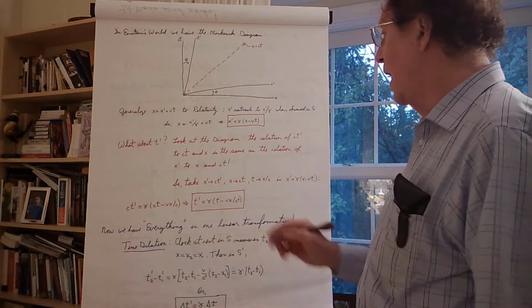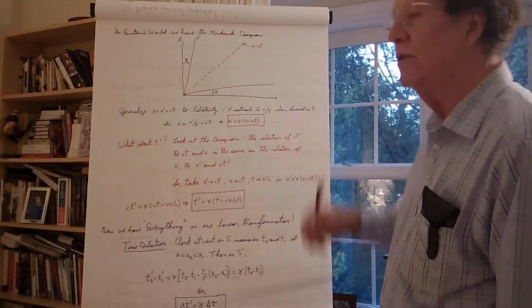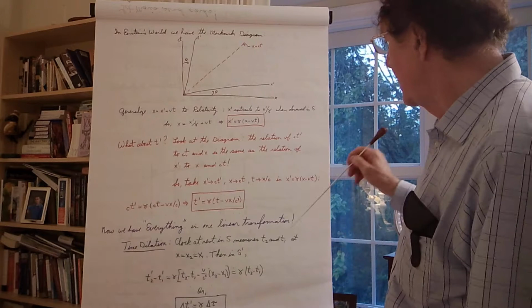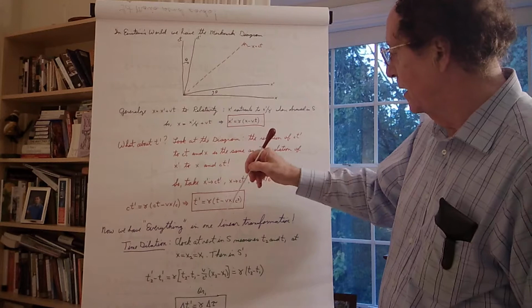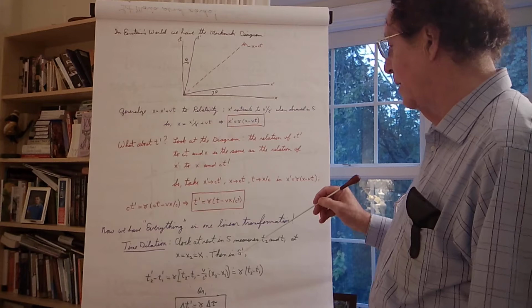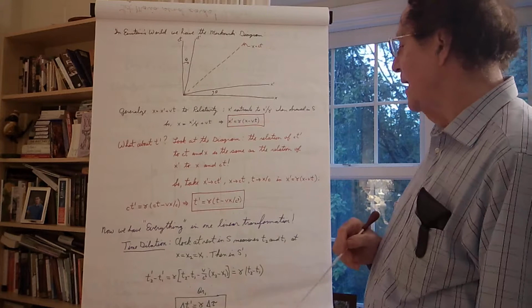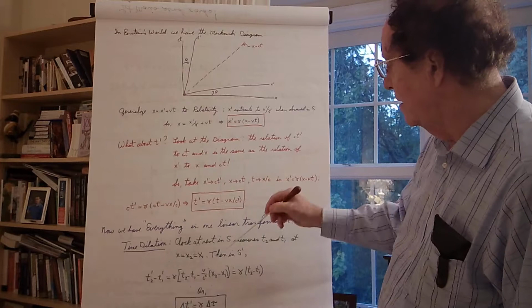So to do time dilation, I just consider a clock at rest in the frame S, and I measure two ticks on it, T2 and T1. Now those ticks occur on a clock at rest in S, so the clock doesn't move, so X2 is equal to X1. Let's view that measurement from the perspective of S prime. So I just take this formula, and I evaluate it for the first tick and the second tick, and take the difference. I just plug it in.